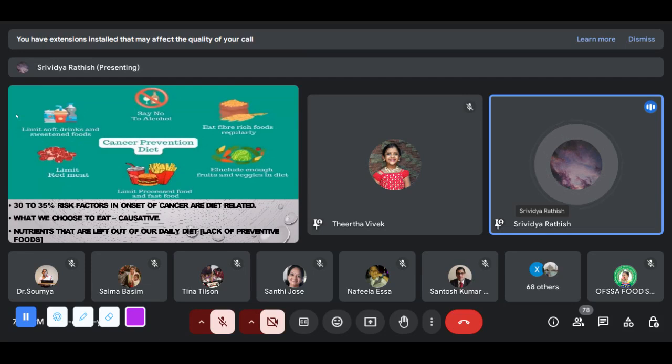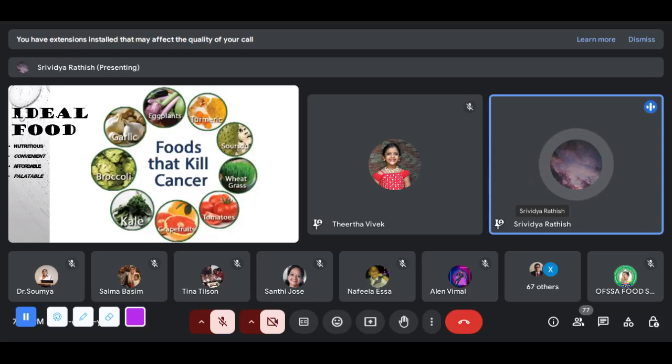The process can be in 2 forms: by what we choose to eat, that is, causative agents occurring in ultra high processed foods and sugary foods, or by lack of nutrients which are left out of our daily diet and which are helpful in prevention of cancer. Food should be nutritious, convenient, affordable, palatable. But sadly, now what we are choosing is convenience and palatability.